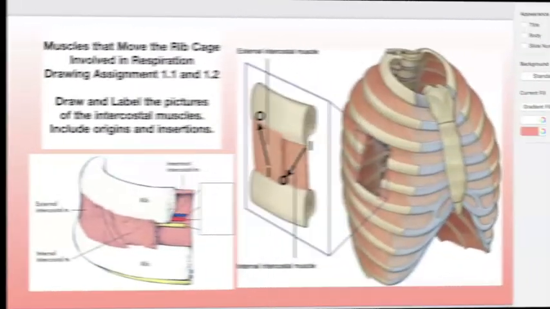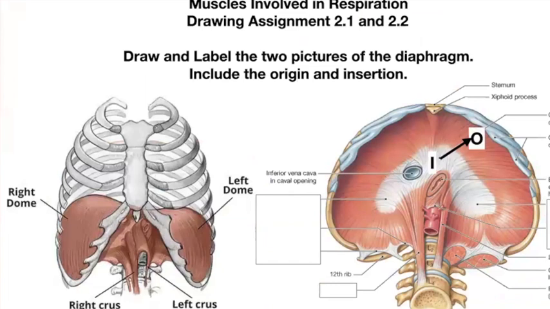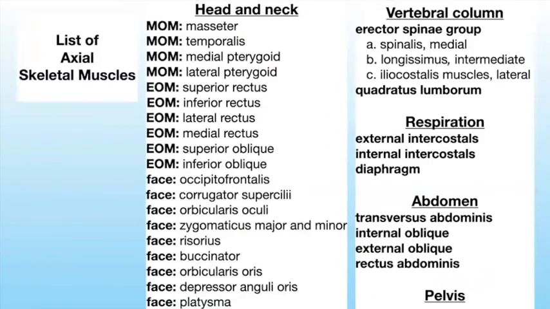There are two drawing assignments. Both of them are about the muscles that move the rib cage and are involved in respiration. These are among the most important axial skeletal muscles because they are involved with us breathing, and of course, that is a vital function. However, there are many axial skeletal muscles. Here is the list that you are going to learn.